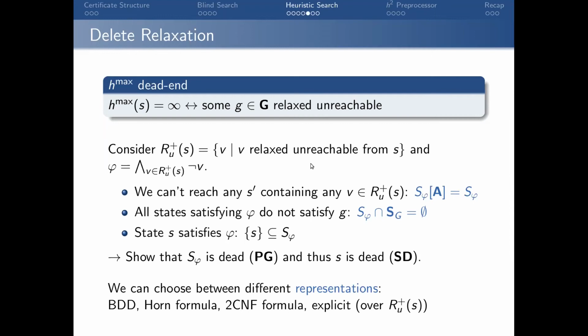Now talking about the representations, we see this is actually a very simple formula. This is just a conjunction of literals. We can literally choose any type of representation we want from the ones that we consider. A BDD is very simple. It's just a straight line, basically. It's a Horn formula because you have only unit clauses. It's also a dual Horn formula for that reason. It's a 2CNF formula, again, only unit clauses. And you can also represent it as an explicit set over the variables in this set here. So overall, unreachable variables.